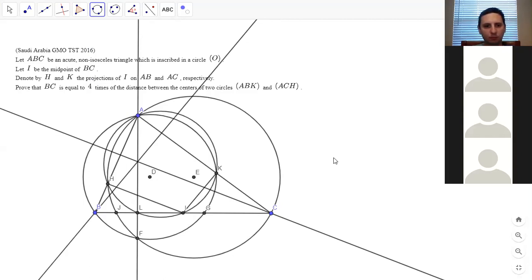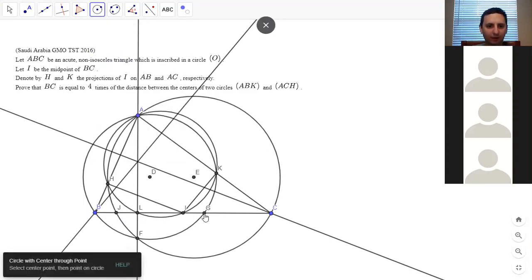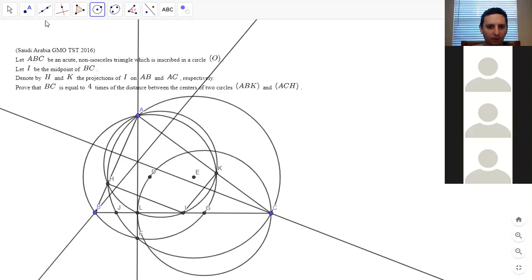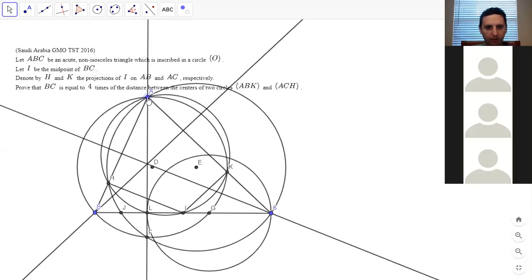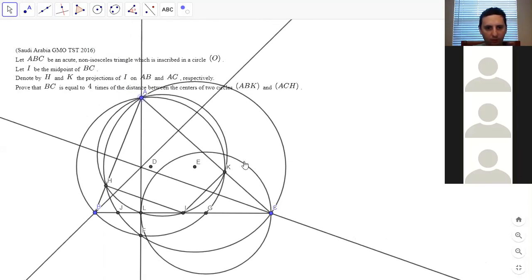Michael, can you check for me that J is the midpoint of BL and G is the midpoint of LC? Oh yeah, it looks like it. Yeah, it's definitely true. If we prove that, we are done with the radical axis. Okay. It must be the midpoint.